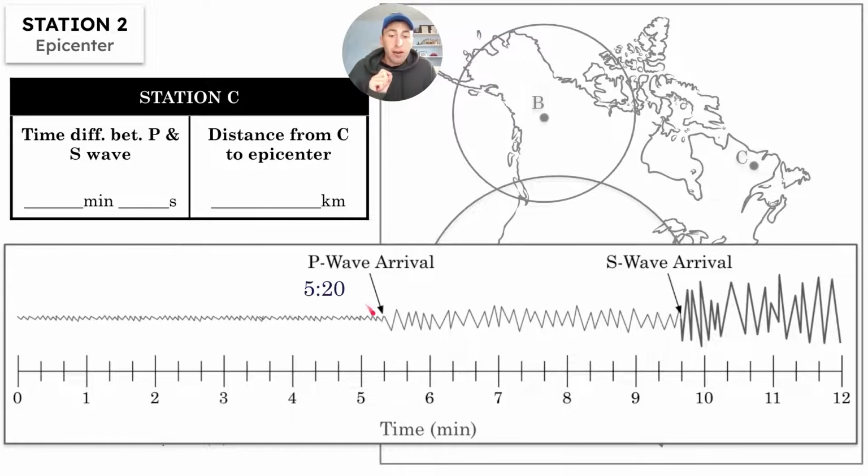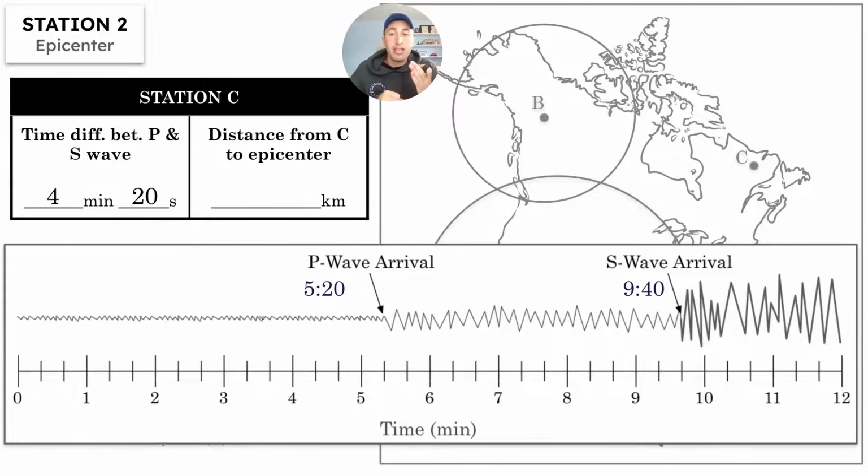The P wave, you see how it arrived 5 minutes and 20 seconds from when the earthquake occurred. An earthquake gives off P waves and S waves. P waves always arrive first, they're quicker. S waves arrive later because they're slower. So the P waves arrive 5 minutes and 20 seconds after the earthquake occurred. The S wave arrival was 9 minutes and 40 seconds after the earthquake occurred. So the time difference between the P and the S wave is 9 minutes and 40 seconds minus 5 minutes and 20 seconds, which gives you 4 minutes and 20 seconds.